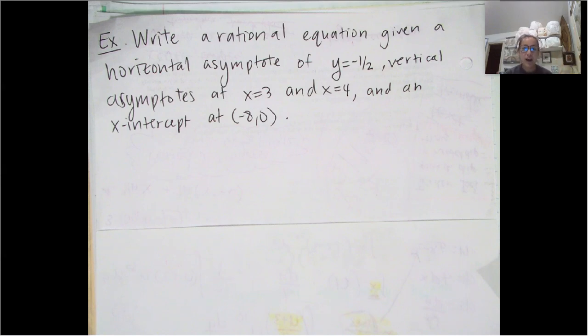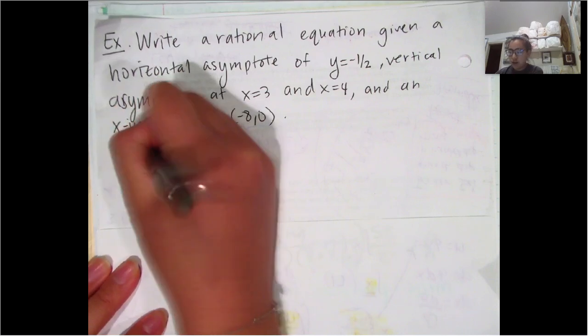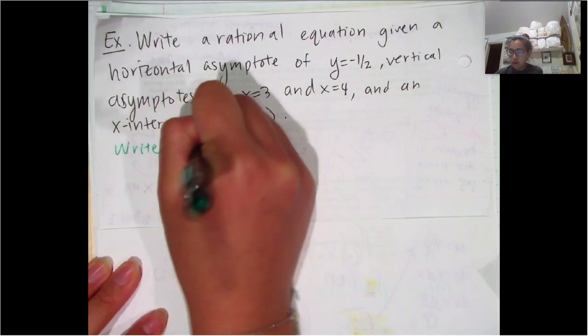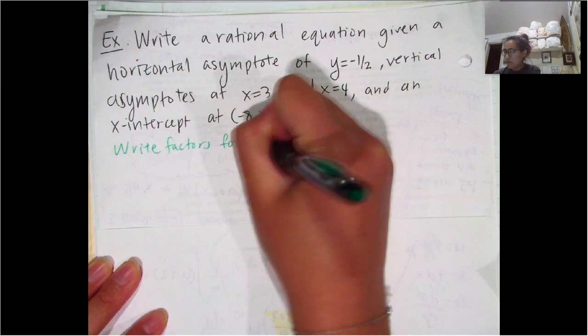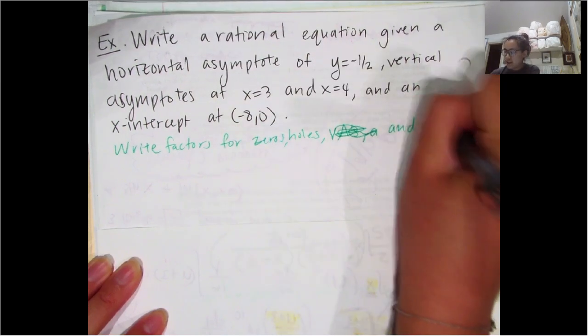So write a rational equation given a horizontal asymptote of y equals -1/2, vertical asymptotes at x equals 3 and x equals 4, and x-intercept at (-8, 0). So what I'm going to have us start by doing is writing factors for each of the zeros, poles, and vertical asymptotes.